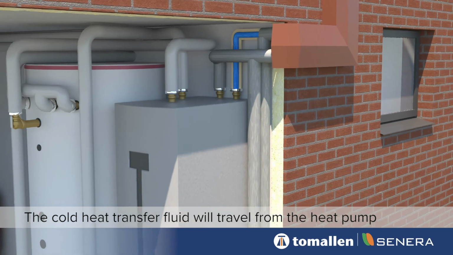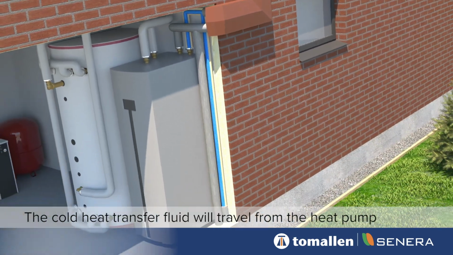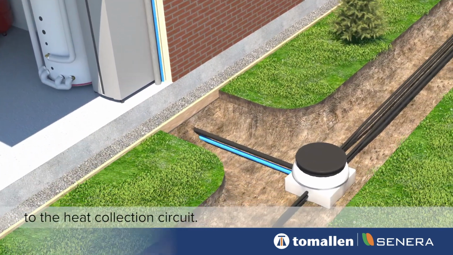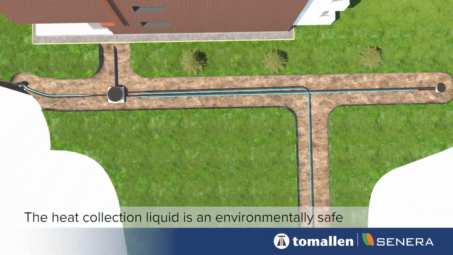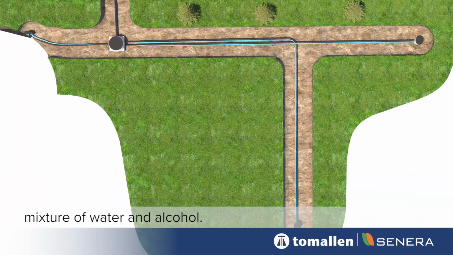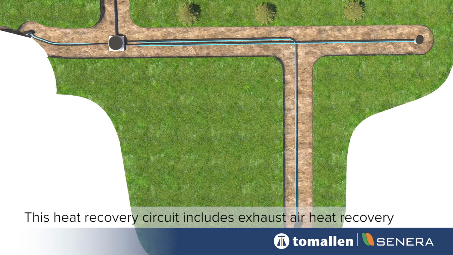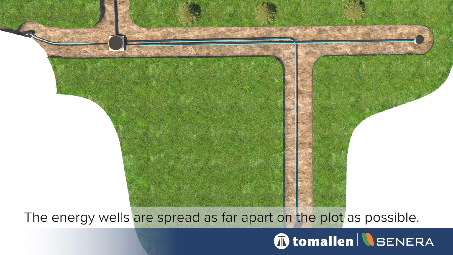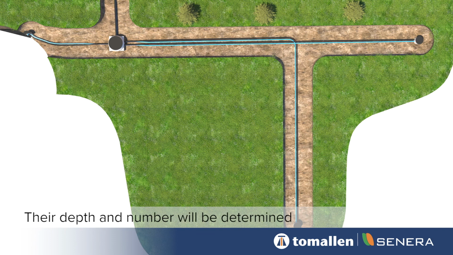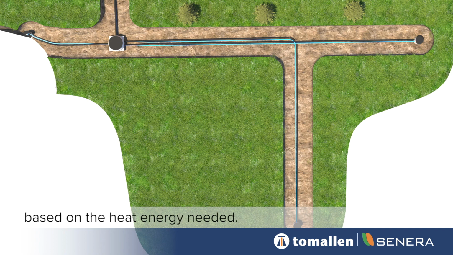The cold heat transfer fluid will travel from the heat pump to the heat collection circuit. The heat collection liquid is an environmentally safe mixture of water and alcohol. This heat recovery circuit includes exhaust air heat recovery, as well as a collection well and 3 energy wells. The energy wells are spread as far apart on the plot as possible. Their depth and number will be determined based on the heat energy needed.